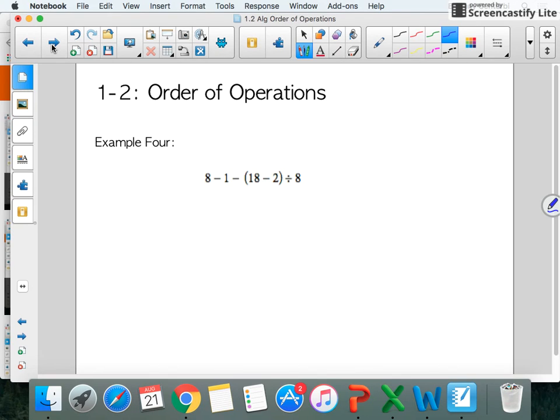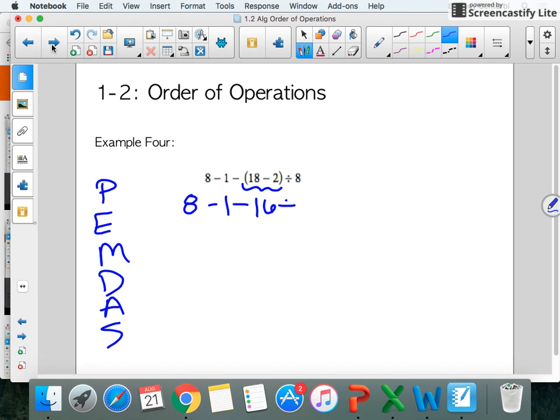Next, we have 8 minus 1 minus parentheses 18 minus 2, divided by 8. So again, I'm going to do PEMDAS on the side here. And I have parentheses, so I'm going to start with that. I'm going to do 18 minus 2 is 16. Since that's all that was in the parentheses, I can drop the parentheses, and I'm going to rewrite everything else with the symbols in front so you don't change the symbols ever.